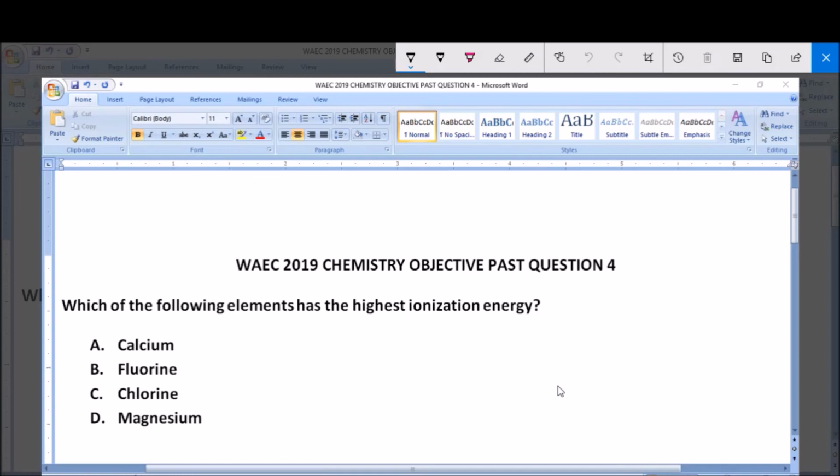Now we'll look at fluorine and chlorine. Fluorine is much more reactive than chlorine, and therefore the answer is B. Fluorine is a much more reactive non-metal than chlorine, so the answer is fluorine.